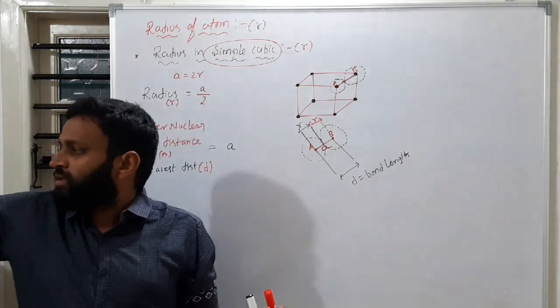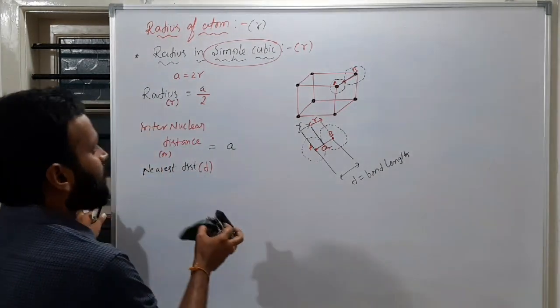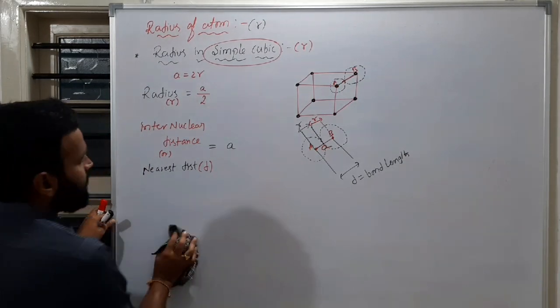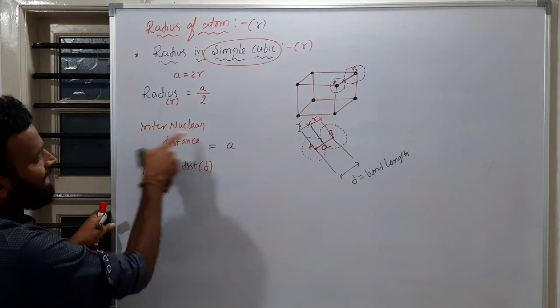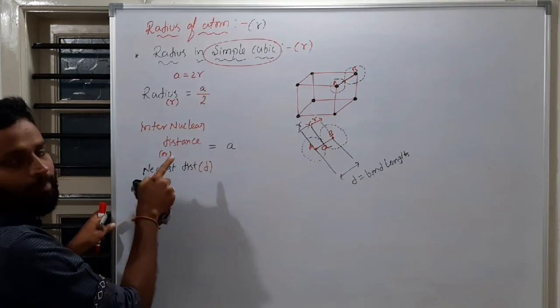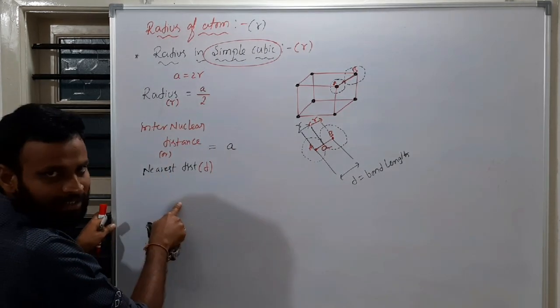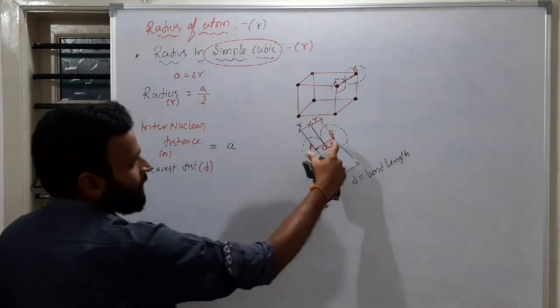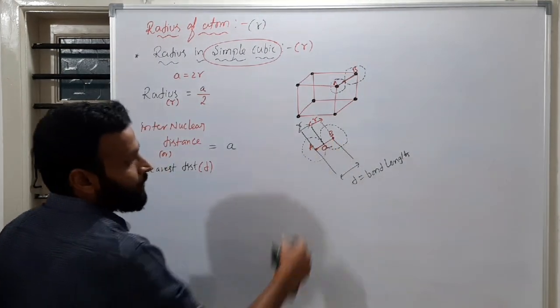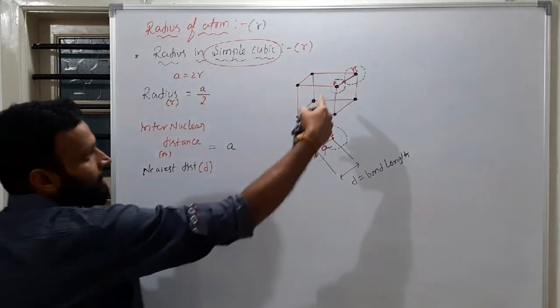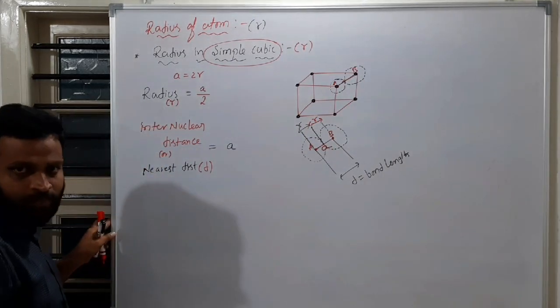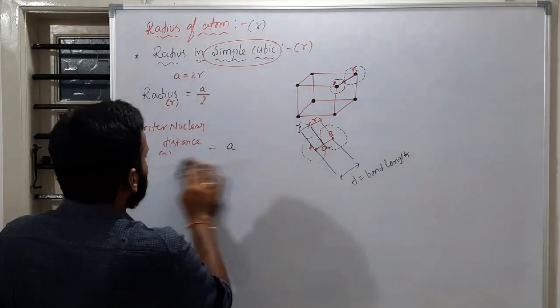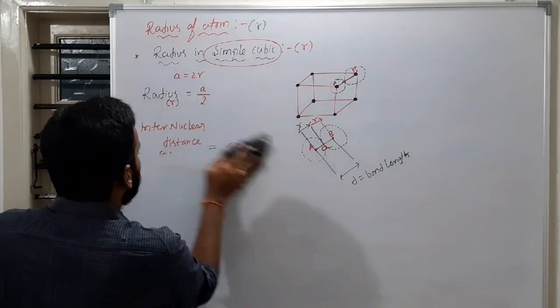I'll write individually so that you won't get any confusion. So this is about the radius in simple cubic, A by 2, and the nearest distance D, or bond length or bond distance. What is the bond distance? The internuclear distance between two adjacent atoms. What are the adjacent atoms in this simple cubic? Corner atoms. Correct?